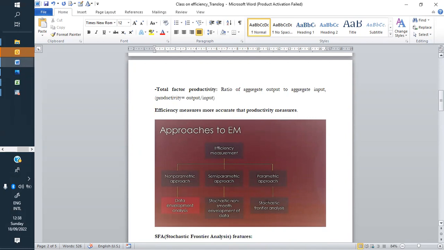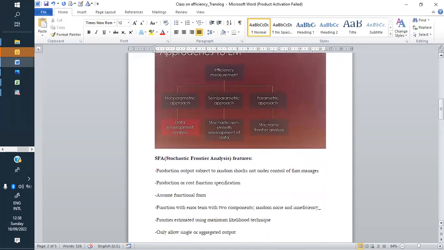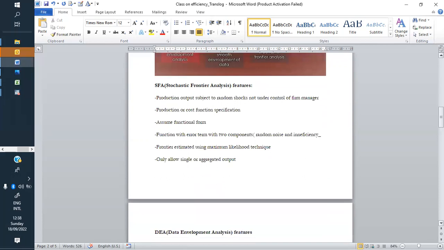But here we want to focus on efficiency measurement. As you can see, we have different approaches when measuring efficiency: a non-parametric approach, which is data envelopment analysis, and a parametric approach, which is stochastic frontier analysis. All of them have their characteristics. For stochastic frontier analysis, we have production output subject to random shock, not under the control of the farm manager. For the production function specification, more importantly, it allows only a single or aggregate output.